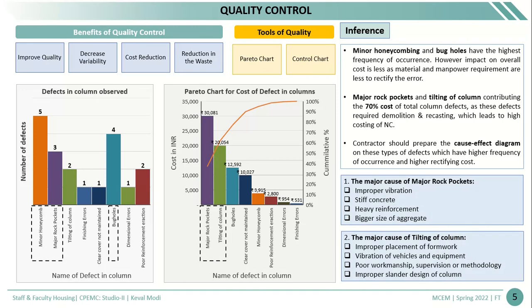The major causes of major rock pockets could be improper vibration, or the contractor is using stiff concrete, or heavy reinforcement is there in the beam column junction, or bigger size aggregates are used than required.